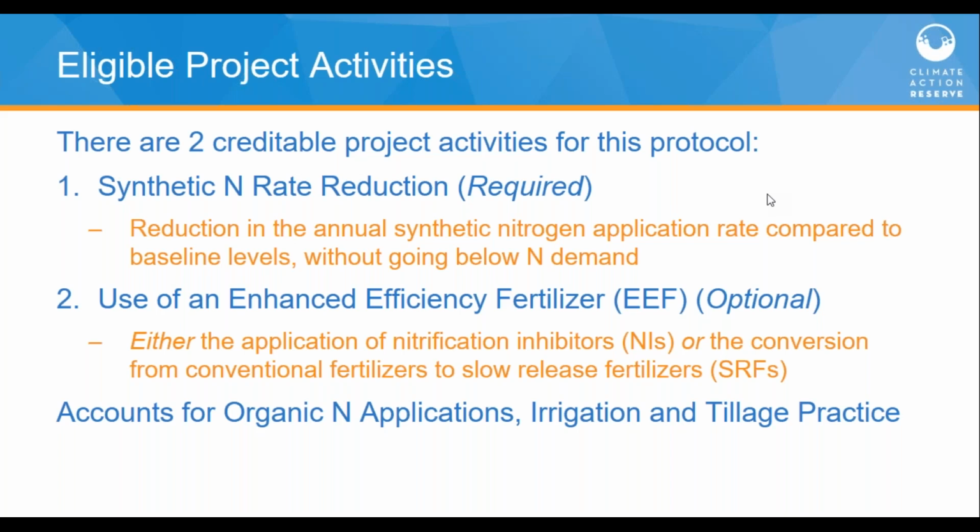We also have the optional practice of using an enhanced efficiency fertilizer, specifically the option of applying a nitrification inhibitor or switching to a slow release fertilizer, which, in addition to making that synthetic N rate reduction, can earn you carbon credits. Note though that with complete greenhouse gas accounting, we do have methods to account for organic nitrogen applications, irrigation, and tillage practices. So all those other activities are permissible. We just cannot attribute carbon credits for their implementation.